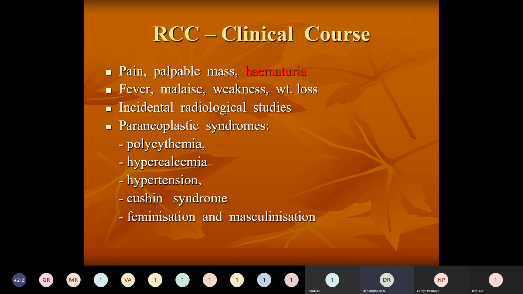Because it can present with polycythemia, hypercalcemia, hypertension, Cushing's syndrome, and feminization and masculinization because of the adjacent adrenal cortex, and because of the paraneoplastic nature of these tumor cells to secrete hormones with respect to these symptoms. Okay.